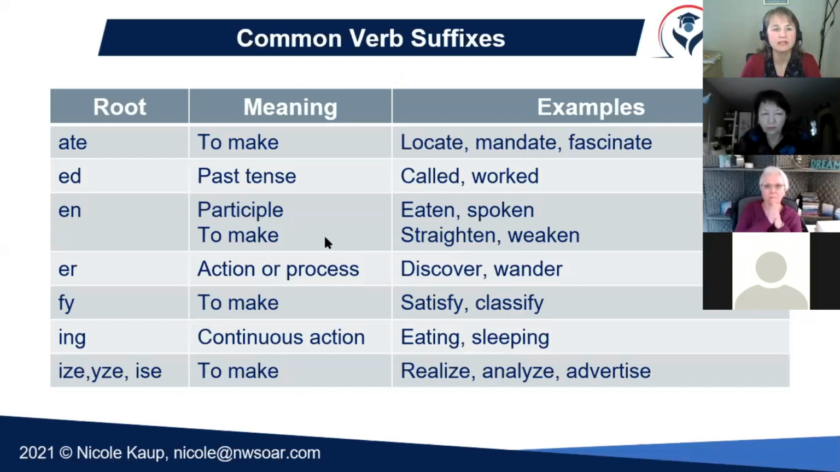Here are some verb suffixes and there's ATE again: locate, mandate, fascinate. ED, I'm sure you are all familiar with the ED endings: called and worked. Usually past tense, sometimes they're the participle marker. I don't want to talk a lot about grammar right now, but sometimes they're just the simple past, and sometimes they can be the present perfect or the past perfect. So ED. And then EN is a participle ending, generally eaten, spoken. But EN also can have the meaning of to make, as in straighten, to make straight, weaken, to make weak.